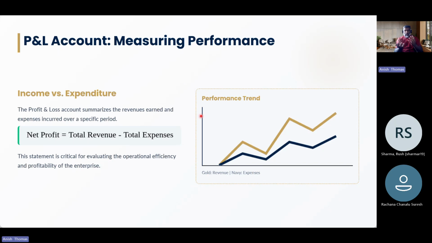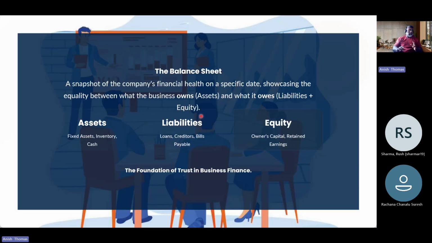If your expenses are more, it is a loss. If your income is more, it is a profit. Now, that is with regard to nominal accounts. The other two categories of accounts, that is real accounts and personal accounts, we take into the balance sheet to show them as assets, liability, or equity.